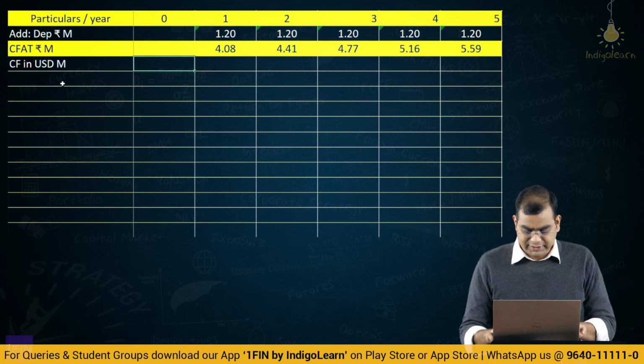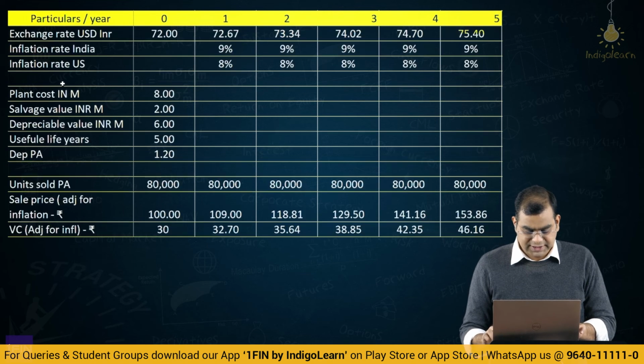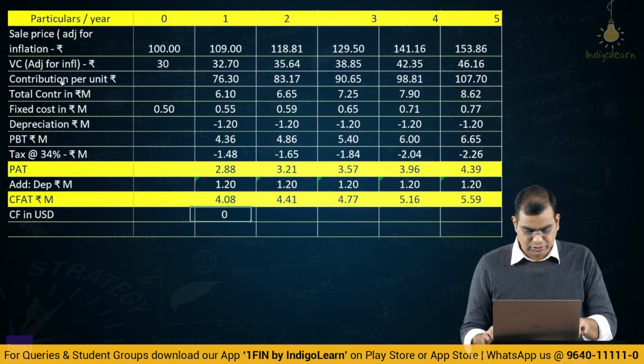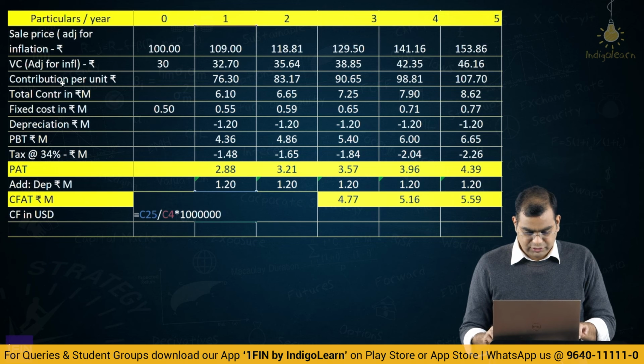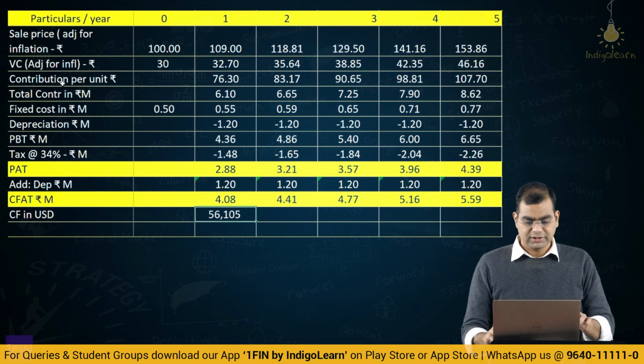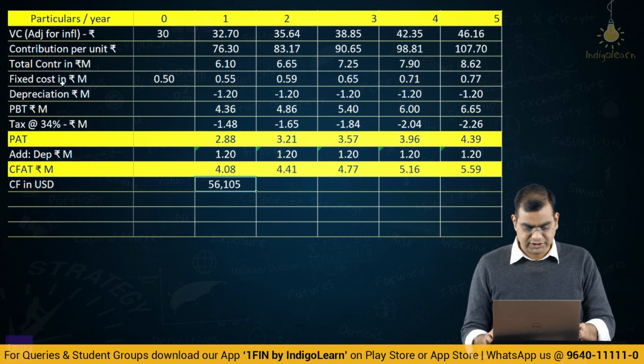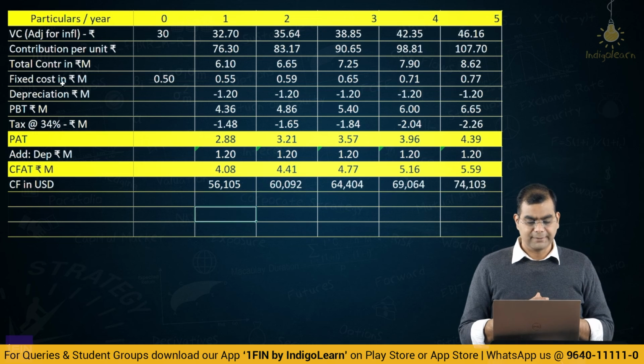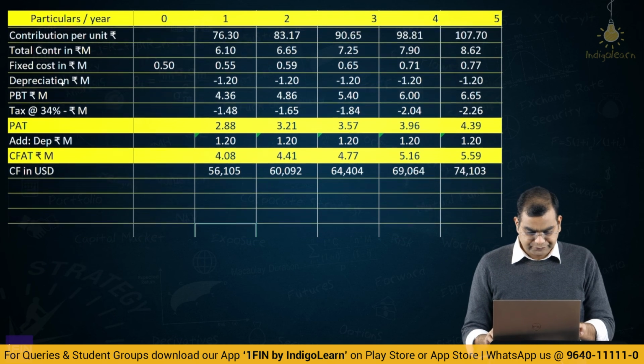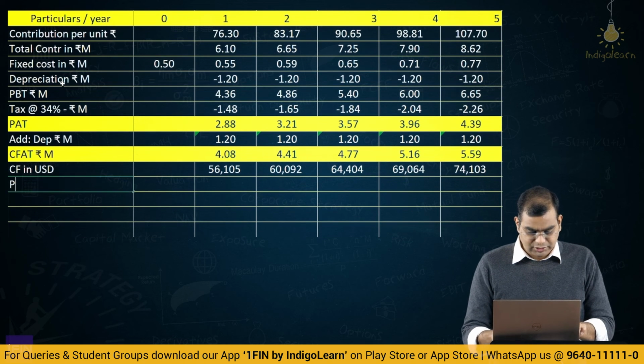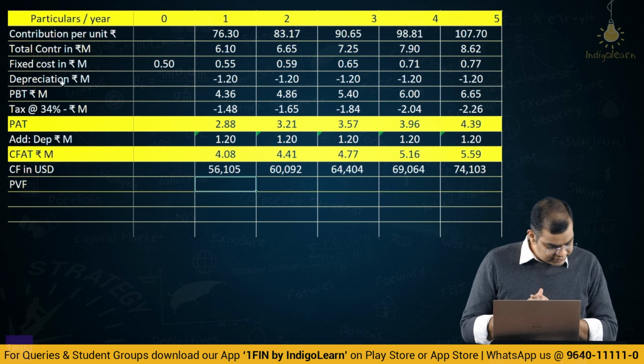million, right? So you get 4.08 divided by 72.67. So we will multiply with million so that you actually get a number that is reasonable. So you get 56,105 for the first year, so on and so forth. You do this for all the years, you will get it in dollar terms, right? You are dividing the rupee cash flow after tax and converting it into dollar, right? Present value factor they have given for 5 years. What is it?